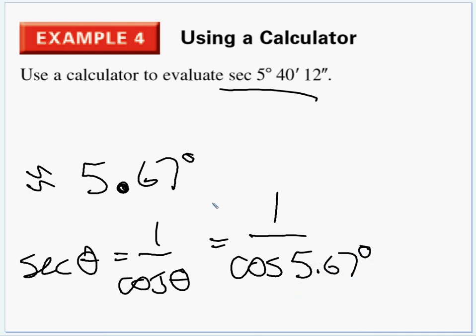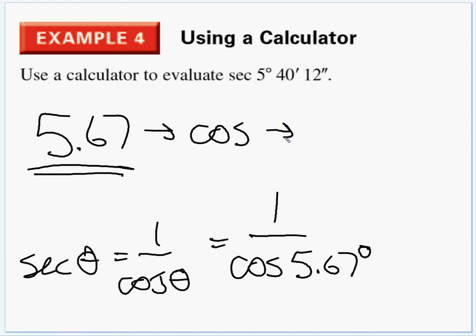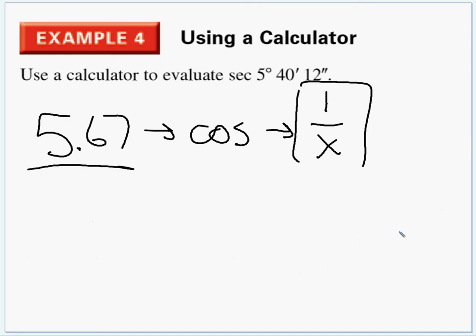Now to type this in on the TI-30, it's actually quite simple. You're going to make sure you're in degree mode, punch in your 5.67. You're going to hit the cos key to take the cosine of that angle. And then there's another button for reciprocals, the 1 over x key. When you click 1 over x, it's going to flip it over and divide that answer into 1. And then your final answer pops out of there.